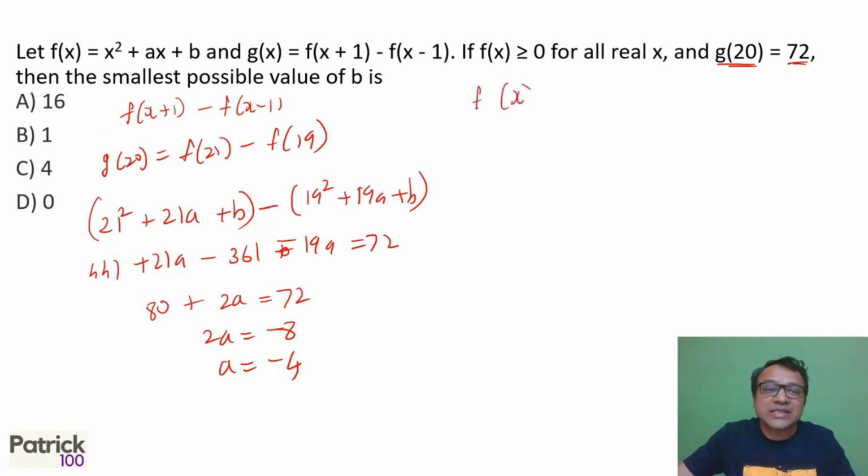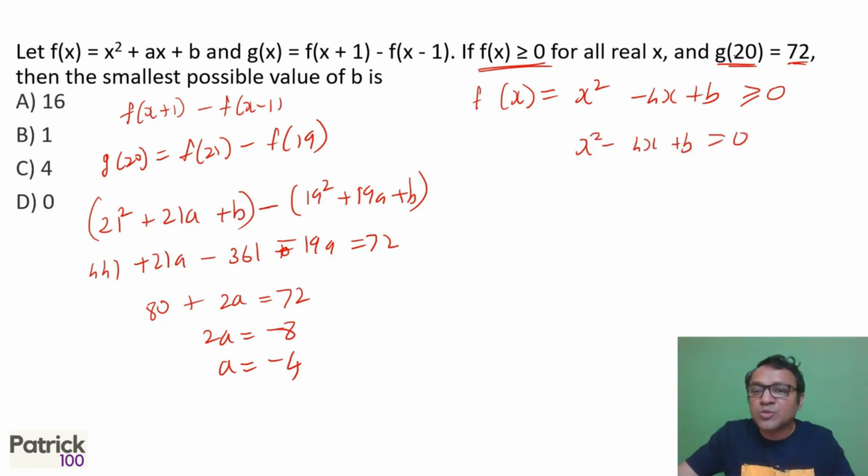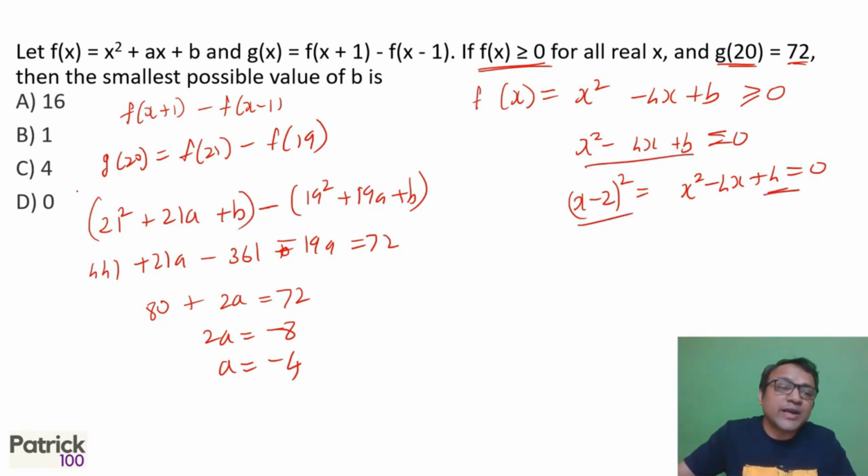f(x) is nothing but x square minus 4x plus b. Now this has to be more than or equal to 0. So the minimum value will be when it's equal to 0. When it's more than 0, the b value will also increase. Now if you notice properly, x minus 2 the whole square is equal to x square minus 4x plus 4 equal to 0. If I compare this, converting to a square, in which case b has to be 4, that is the smallest value where it can be equal to 0.